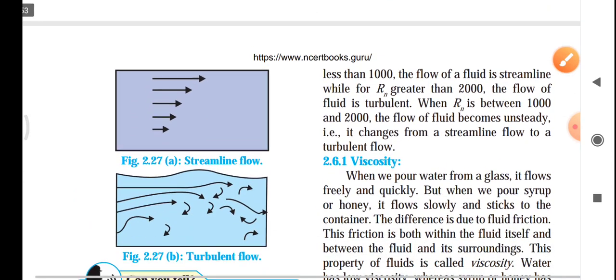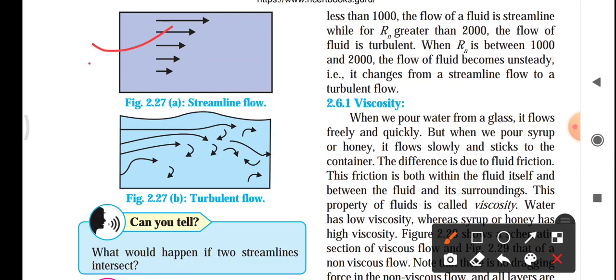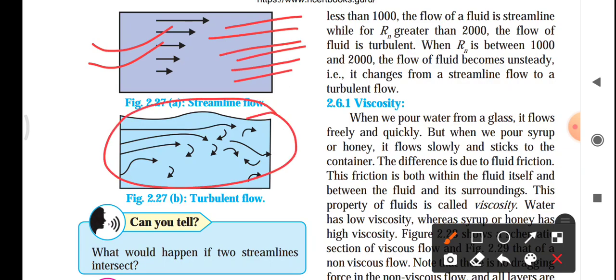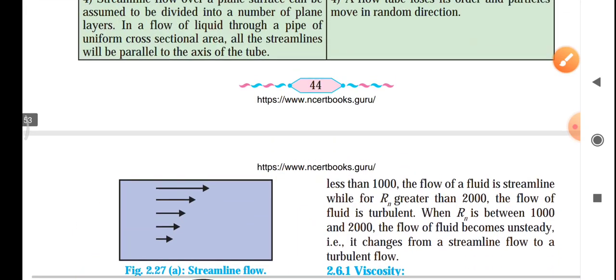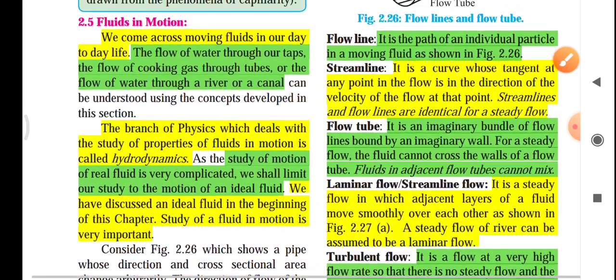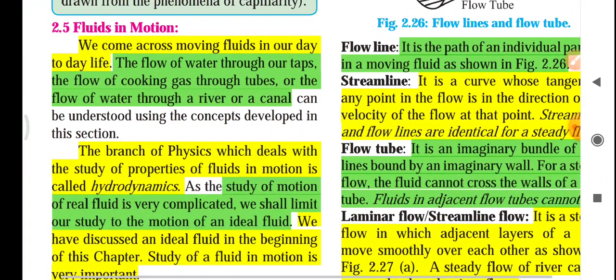Okay, in a streamline flow there is a definite pattern, there is a parallel structure, different lines are there, and here there is no any specific pattern, there is a random nature. Okay, इथं एक विशिष्ट पॅटर्न नाही आहे, स्ट्रीमलाईनमध्ये विशिष्ट पॅटर्न ठरलेला आहे. This all is about the flow and their types, fluids in motion.